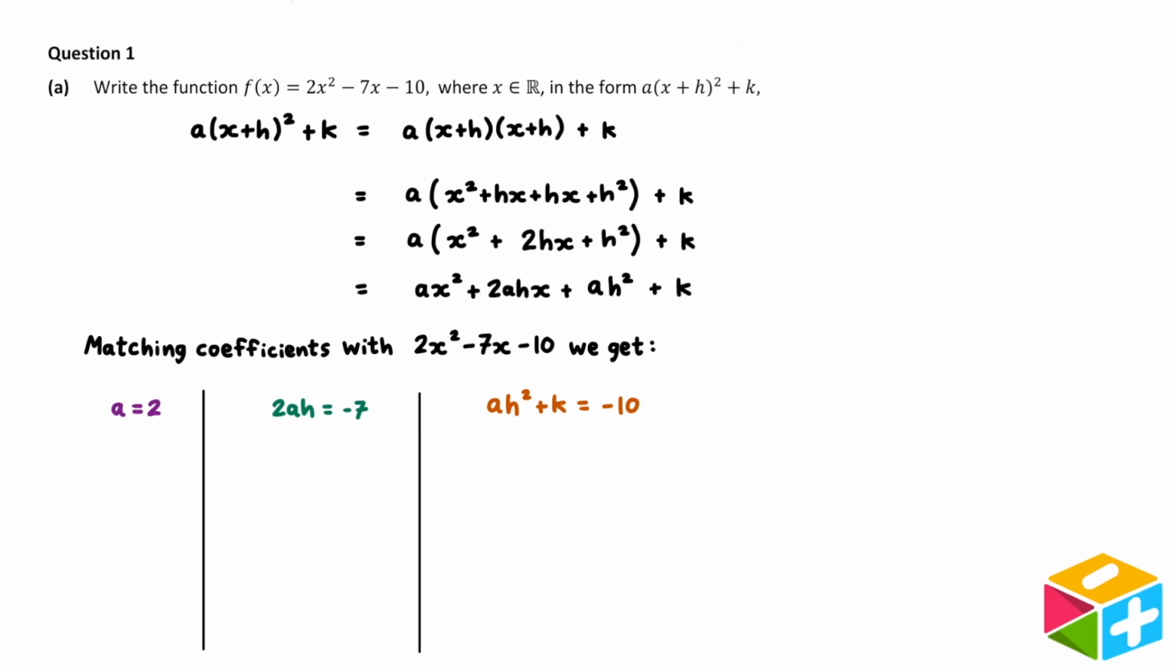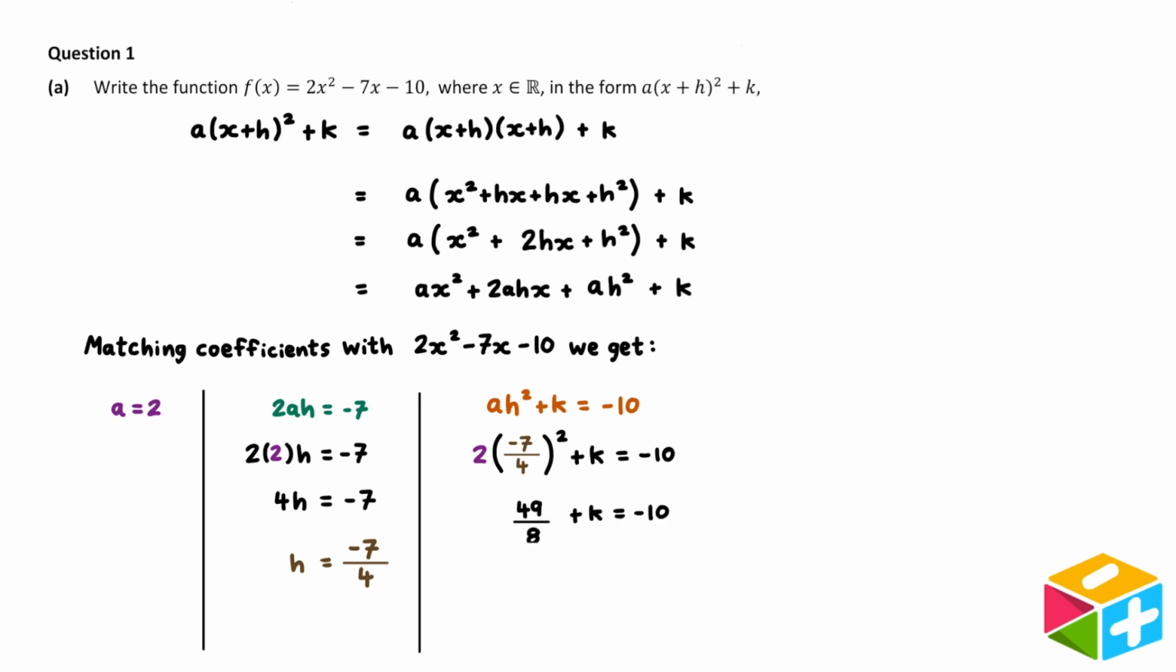We can sub this value into our second equation to find the value of h. 2 times 2 is 4, so we get 4h is equal to minus 7. Dividing both sides by 4 gives us h is equal to minus 7 over 4. Now that we know the values of a and h, we can sub these into our third equation to find the value of k.